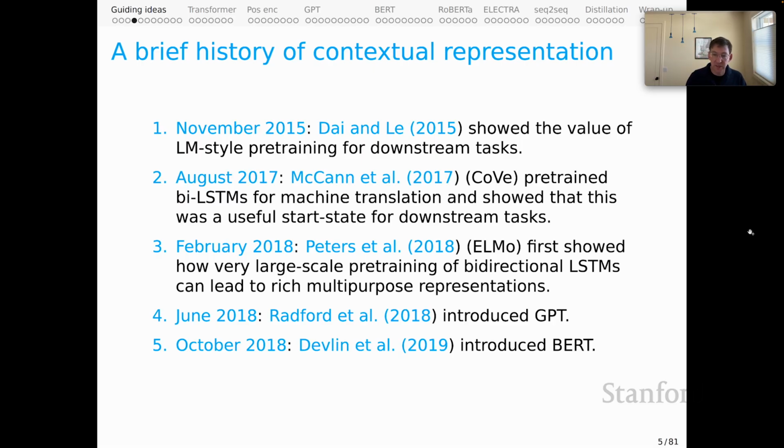Devlin et al. 2019 is when the paper was published, but the work appeared before that and had already had tremendous influence by the time it was actually officially published. That BERT model is really the cornerstone of so much that we'll discuss in this unit and beyond.